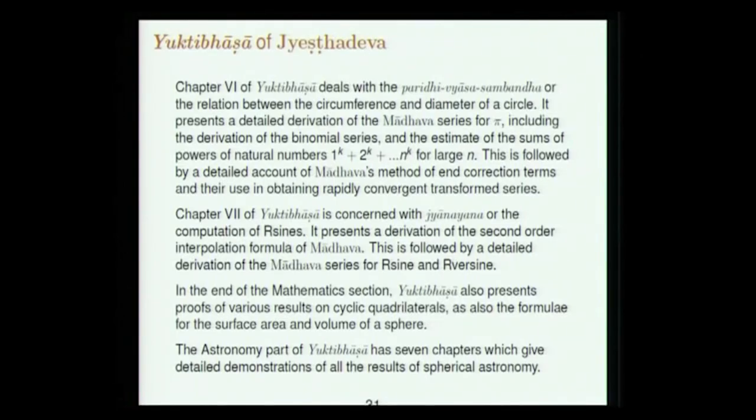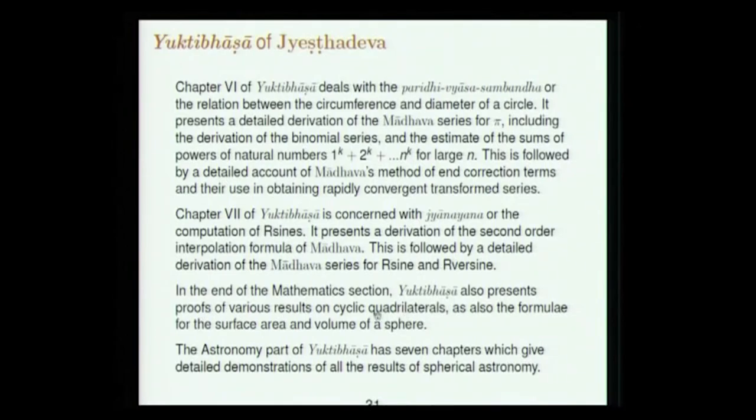plus n to the power k for large n, and then derivation of the end correction terms and the transformed series. Chapter 7 deals with the Jnanayana or computation of R signs. It presents a derivation of the second order interpolation formula of Madhava. I think that will be covered in one of the trigonometry talks. This is followed by derivation of the Madhava series for R sign and R versed sign.